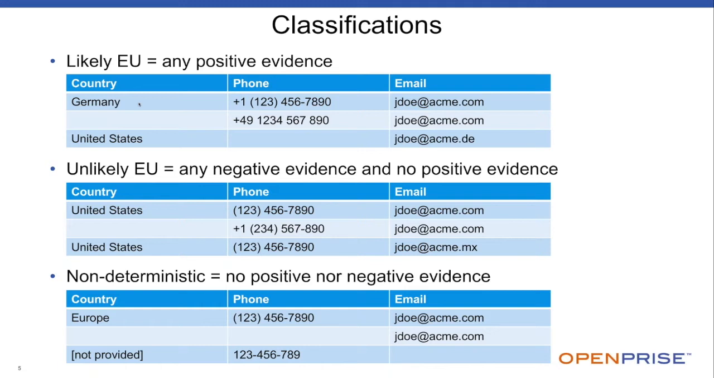Second example, there's absolutely nothing but just a .com email. So again, there's nothing that tells us either way. On the third example, we have some placeholder value in country that says not provided. Again, the phone number doesn't have enough information. There's no email. There's just insufficient data across the board to force it to make a classification judgment. So it gets put in the non-deterministic bucket.